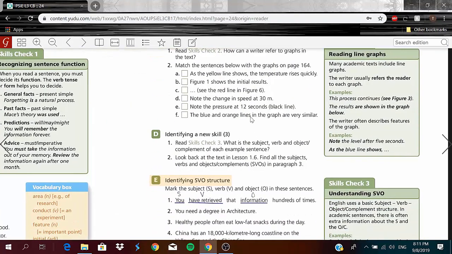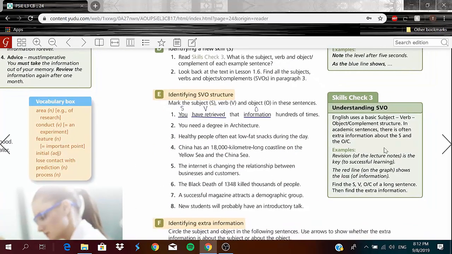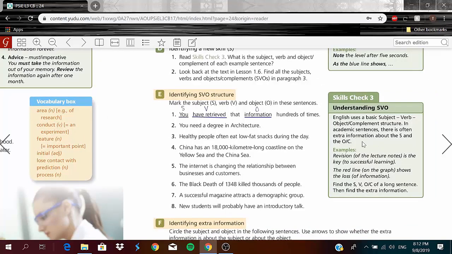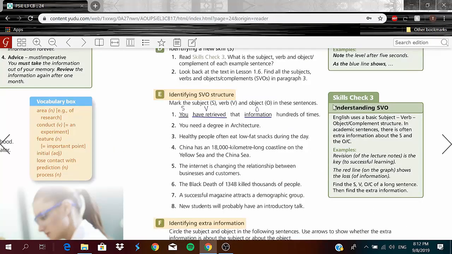Now, let's move on. Here we have, I'm going to skip exercise D because exercise E is the exact same, so we'll just skip that. We have skills check 3, understanding SVO structure, and what the hell does that mean? Let me elaborate a little bit. Where is it? So, okay, skills check 3. So, English uses a basic subject, verb, and object / complement structure, hence the name SVO. In academic sentences, there's often extra information about the subject and the object or complement, okay?